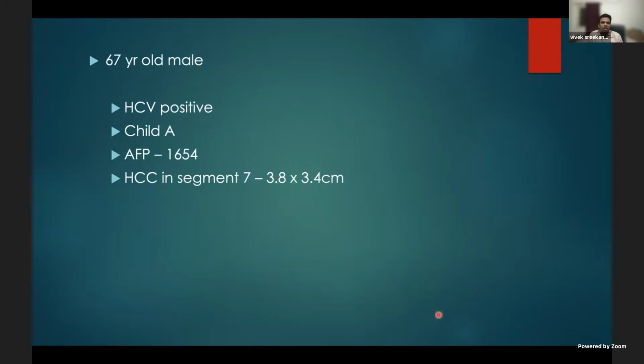And coming to one example case, a 67-year-old male, HCV positive, Child A, who presented with an AFP of 1654. In the triphasic MRI, there was an HCC in segment 7, which measured 3.8 by 3.4 centimeters. So again, it comes under the criteria for the combination therapy.